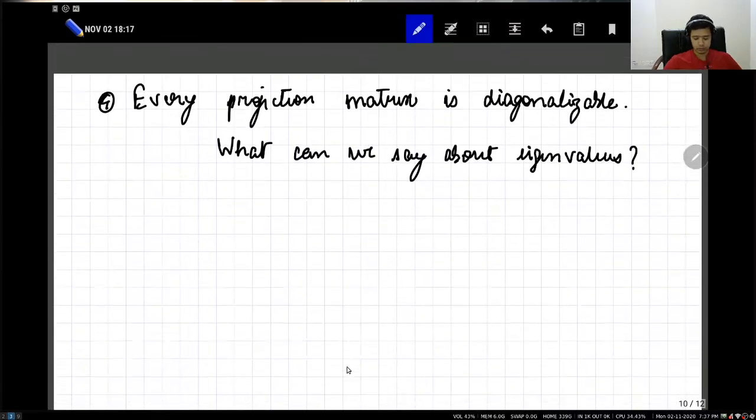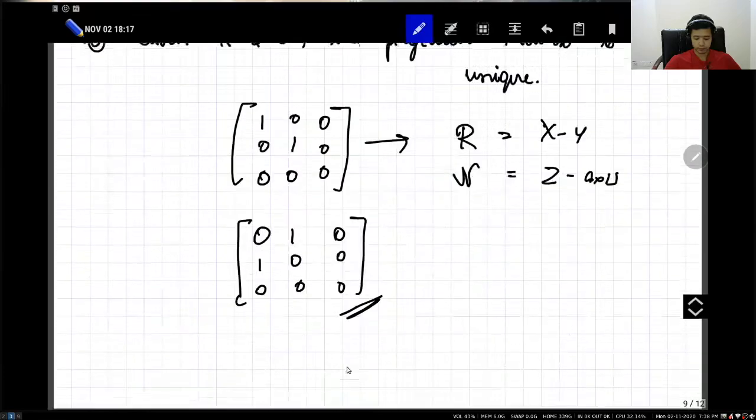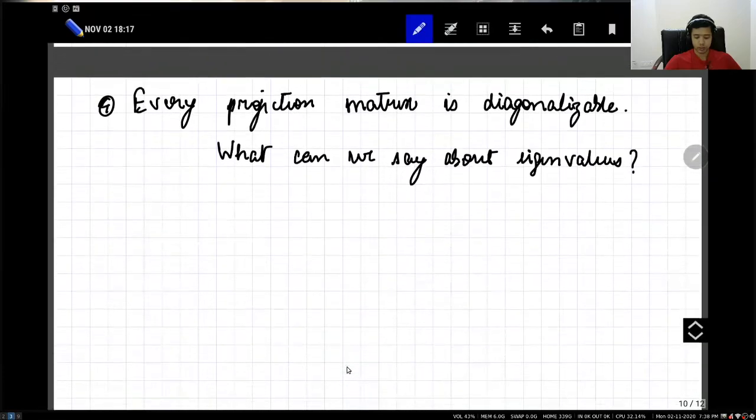The other very interesting property is that every projection matrix is diagonalizable, right? And so here's a question for you. Given that we've seen these three properties, 1, 2, and 3, what can you say about the eigenvalues of the projection matrix? I want you to pause the video and think about this. So for a projection matrix, the eigenvalues can either be 0 or 1, nothing else, right?